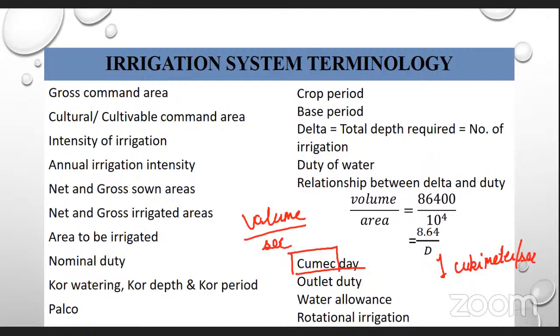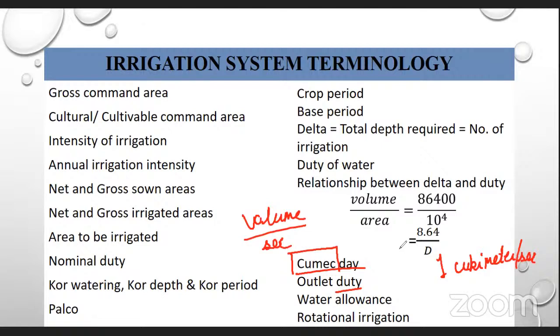Okay. Now we are having the second one. We are having the outlet duty. So the outlet duty is that duty at the head of the water source. Means what? As I told you, what is the duty? Duty is how much area we are irrigating, and the ratio of that with respect to the quantity of water applied to the crop. So the outlet duty is whatever area we are irrigating divided by the quantity of water; this ratio at the head of the water course is known as the outlet duty.